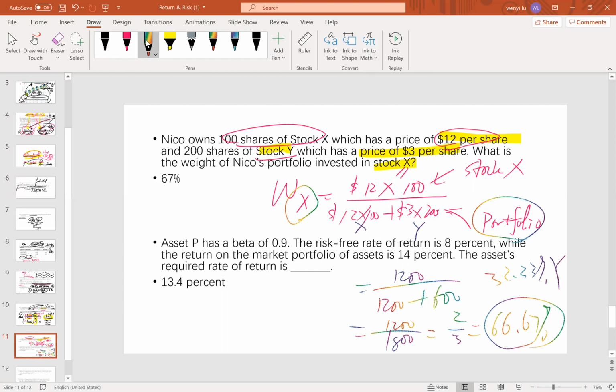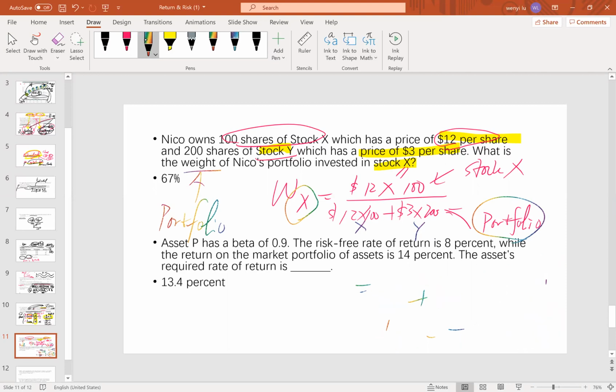That's called weight. This question tries to help you review the concept of portfolio weight, which means how much money you allocate proportionally to different assets in your portfolio.